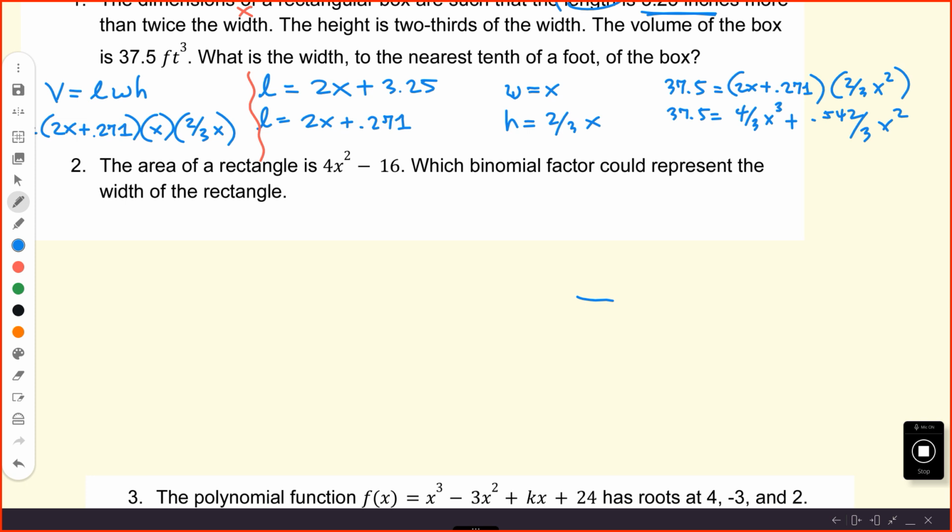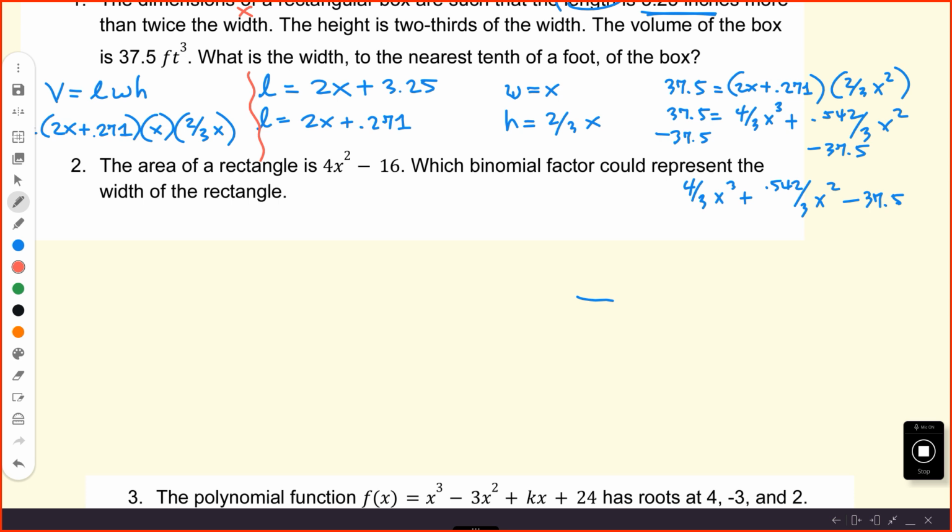Okay, now we know that if we're going to write this in standard form, we have to express this as p of x equals 0, right? So I can just subtract 37.5 on both sides. So therefore, your equation in standard form would be 4/3 x cubed plus 0.542 over 3 x squared, and then minus 37.5. So this is going to be your equation in standard form.